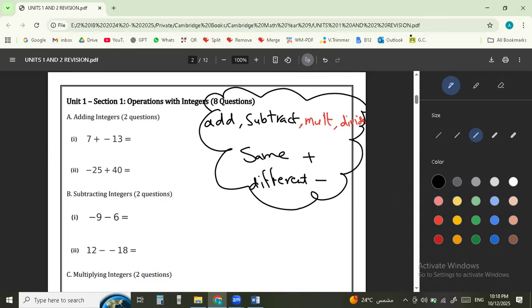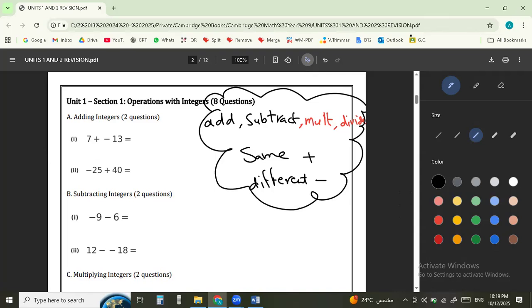Okay, so the first thing here that you must learn is how to read this. Add and subtract. If you are adding or subtracting, same signs, you're going to add. Different signs, you're going to subtract. And in both cases, we take the sign of the bigger number. So don't forget this. Addition, subtraction, same signs, add, different signs, subtract, take the sign of the bigger number.